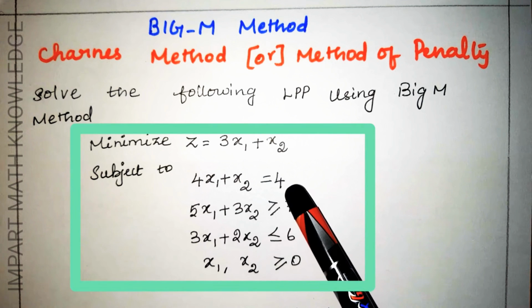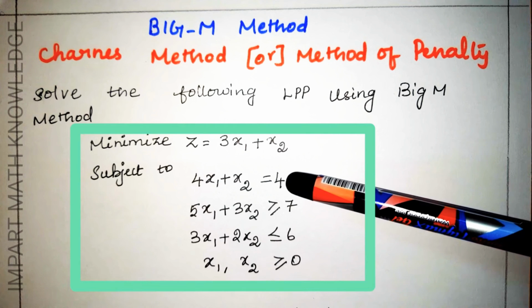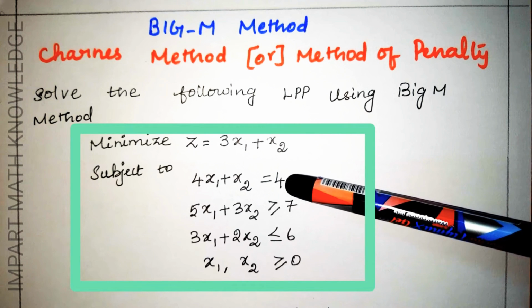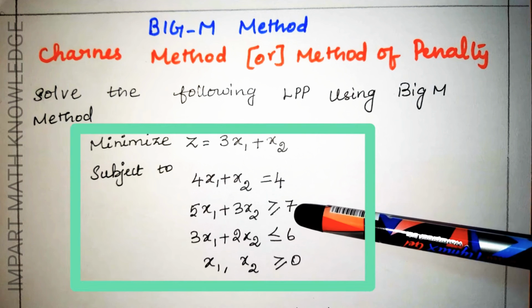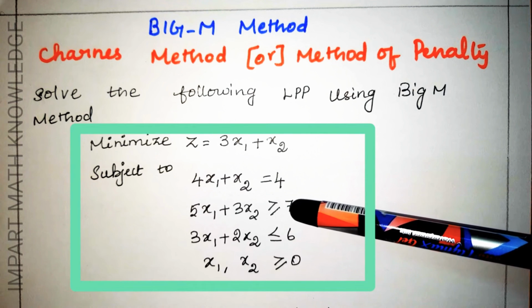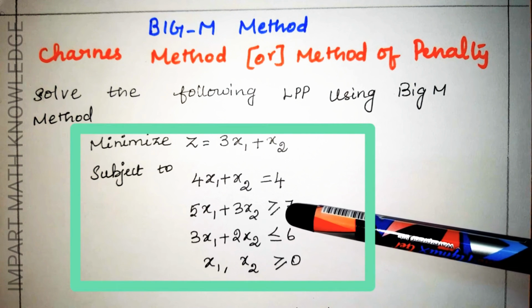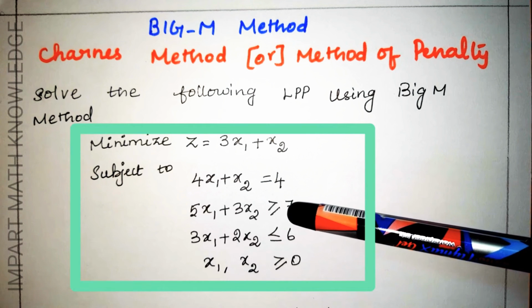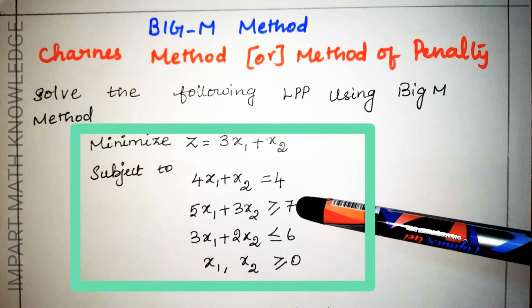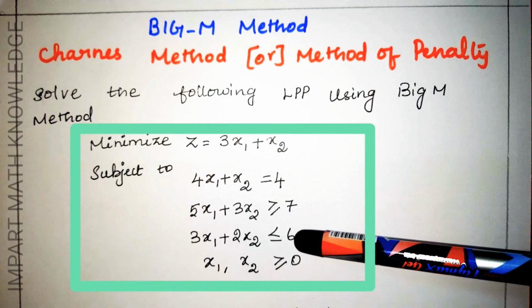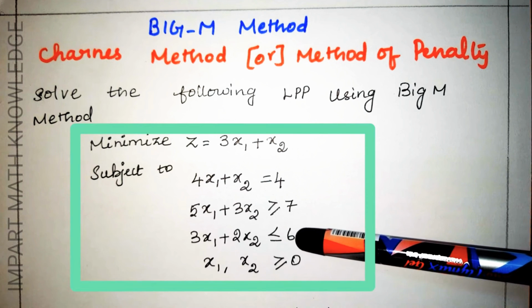In the first condition, you have an equal symbol, so you have to add the artificial variable. The second condition is a greater than or equal to symbol. So, here you have to introduce a surplus variable and an artificial variable. The third condition is a less than or equal to symbol, so you have to add the slack variable.